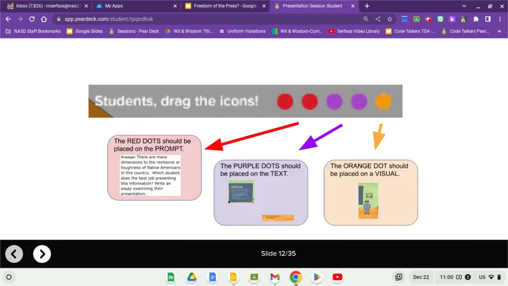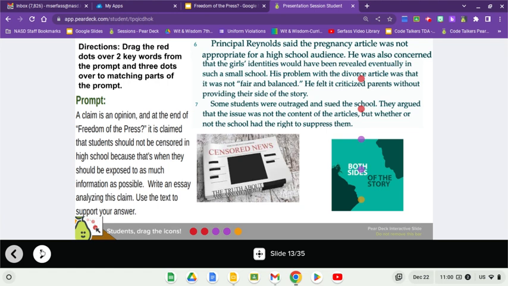Let's break that part down too, just like we did last time. Red dots go on the prompt, purple dots go on the text, and the orange dot goes on the visual. Let's get the prompt again.